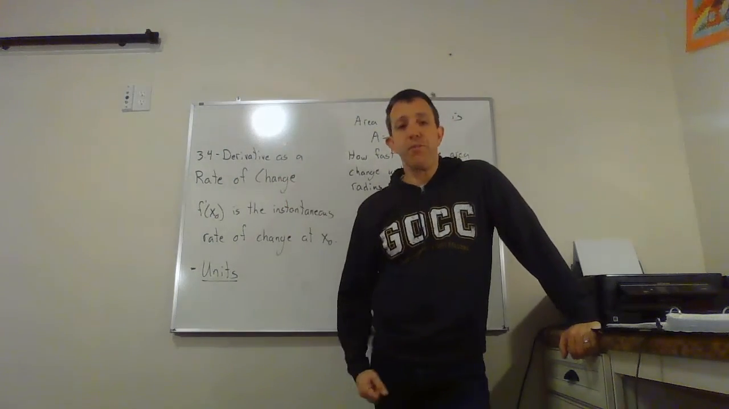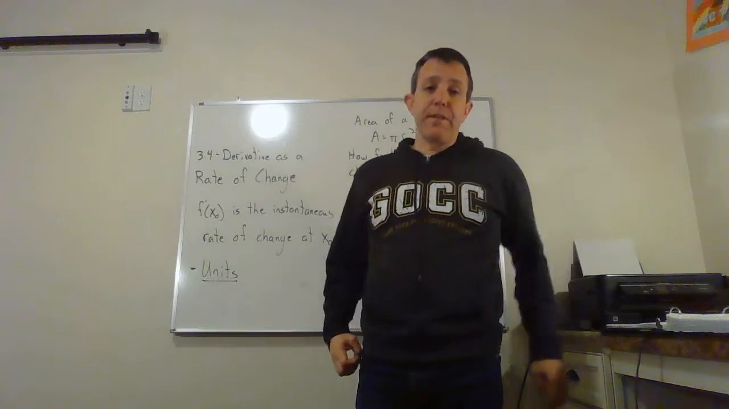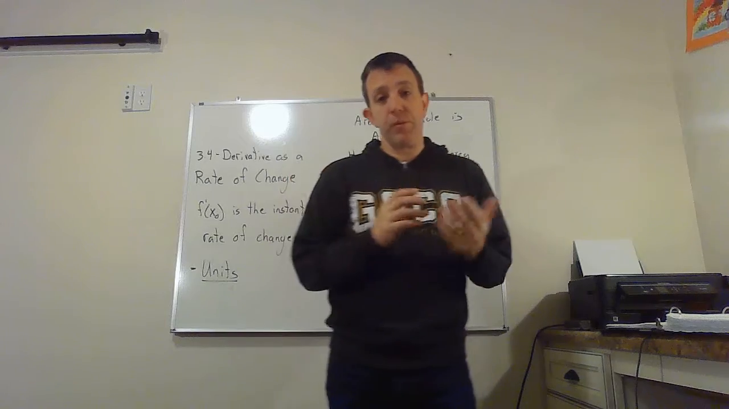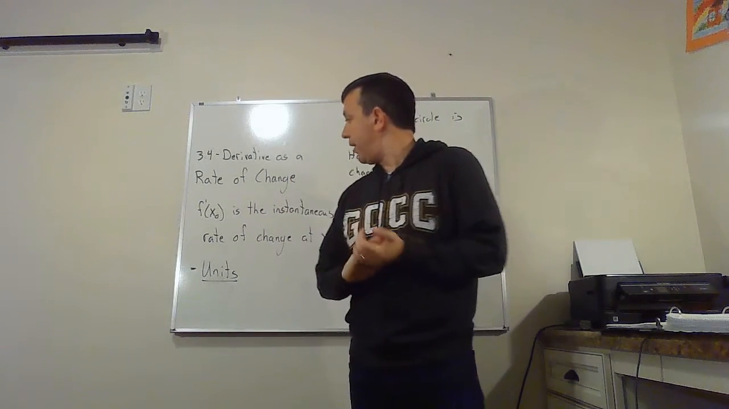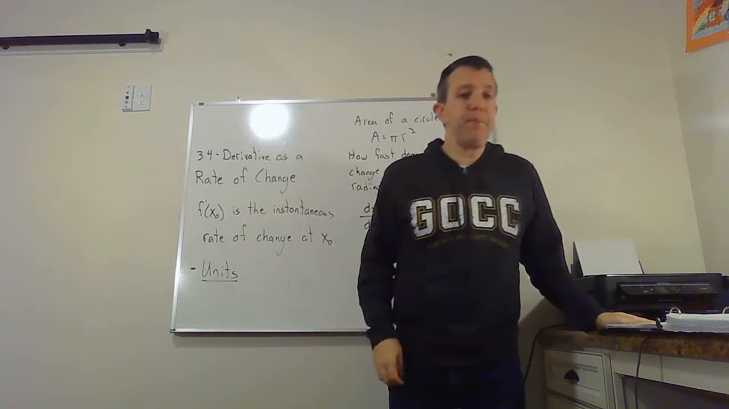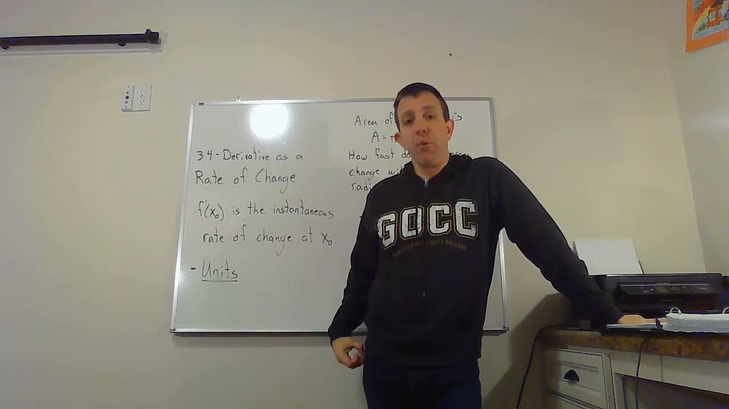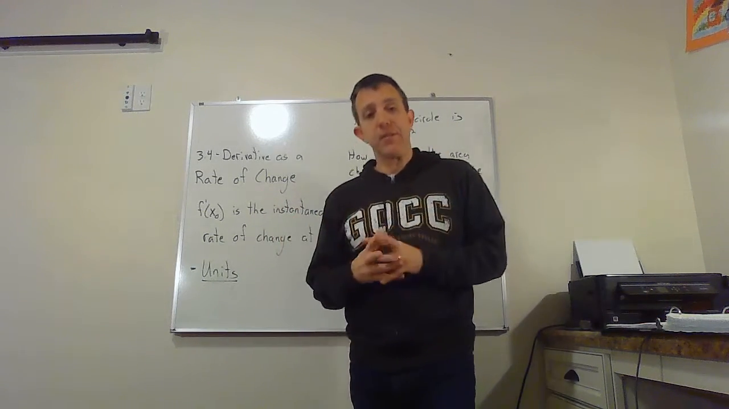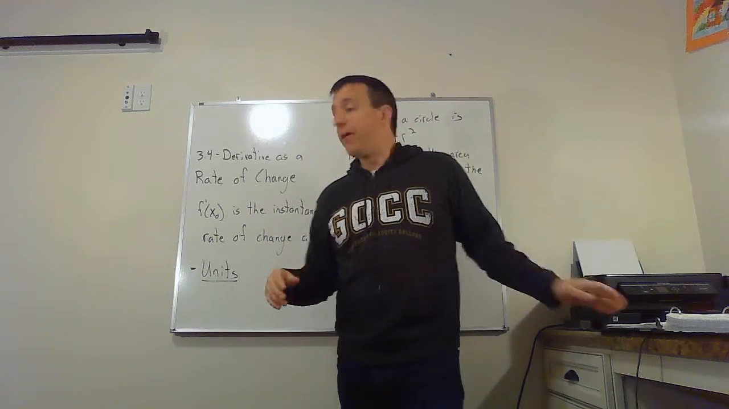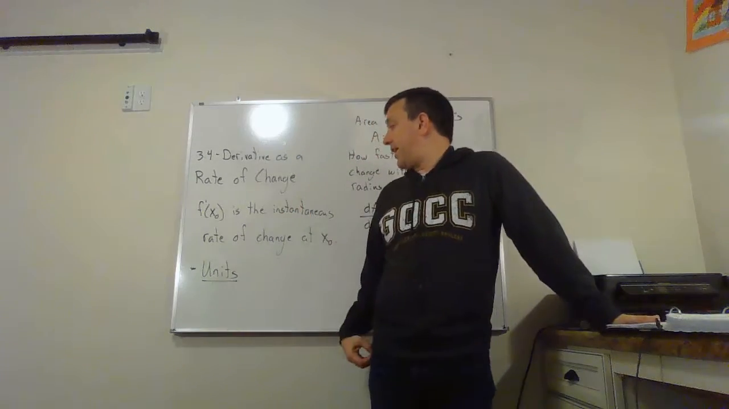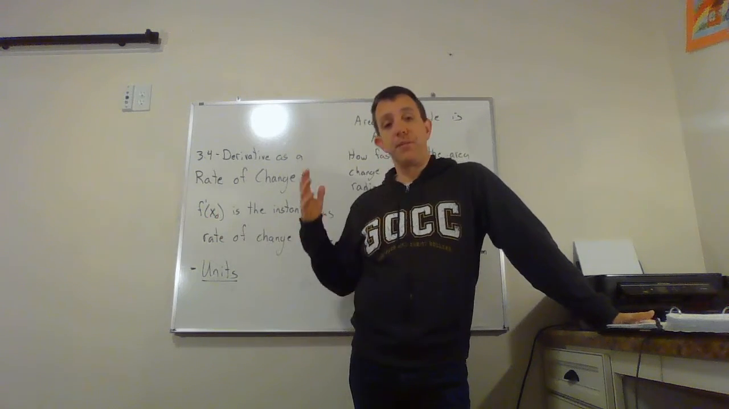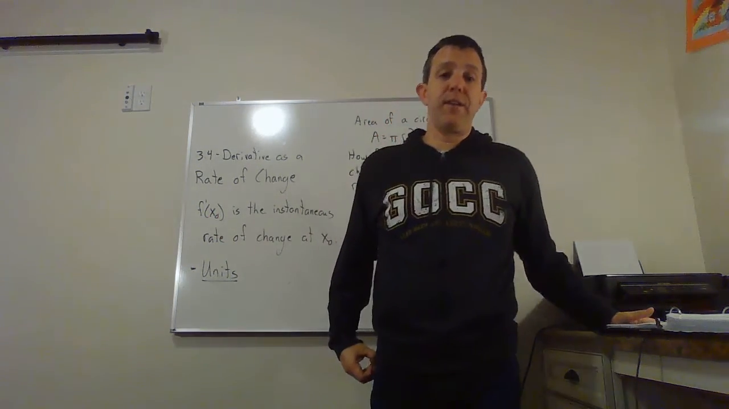Today we're looking at section 3.4, the derivative as a rate of change. So we talked about rates of change back in chapter 2 a little bit, and now we're really going to be digging into this some more. We're going to be looking at this derivative because the derivative, since it is the slope of the curve at a point, is really the instantaneous rate of change at x sub 0. So the f prime of x sub 0 is the instantaneous rate of change at x sub 0.